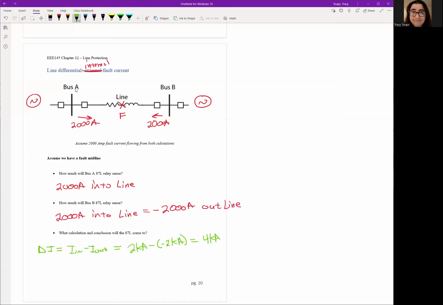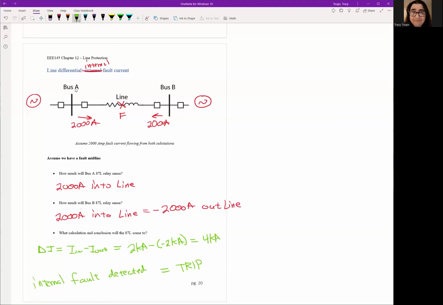And then this is a huge deal. This is a fault detected. So the relay is smart enough to know: internal fault detected, which is equal to a trip, right?